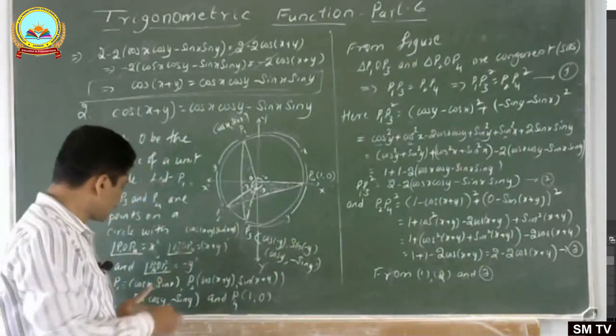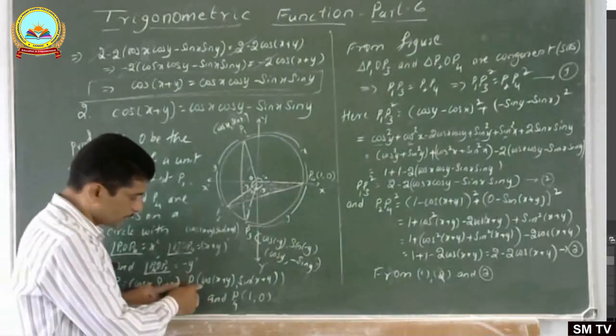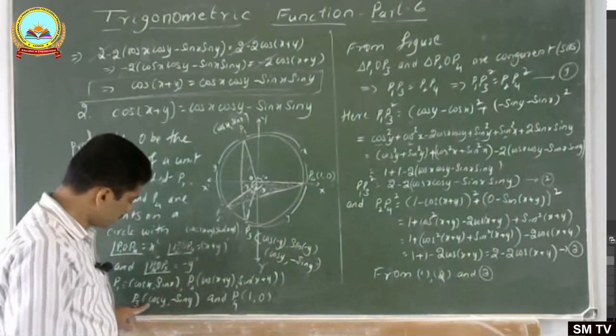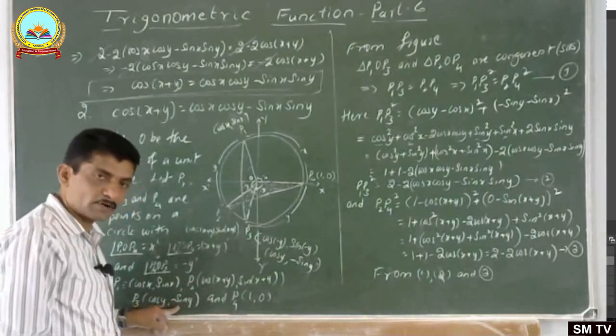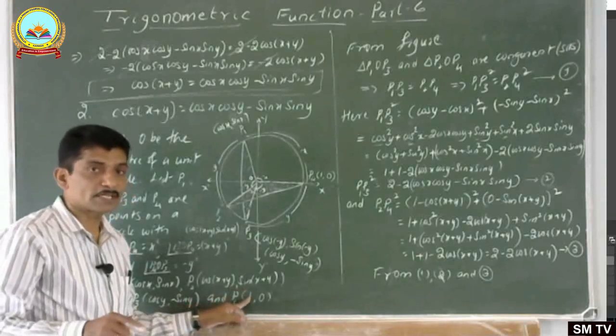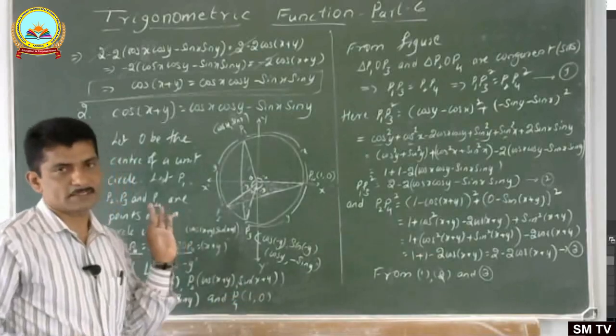These are therefore the coordinates of P1: cos x, sin x. The coordinates of P2 are cos of x plus y, sin of x plus y. The coordinates of P3 are cos y, minus sin y. And the coordinates of P4 are cos of 0 degrees, sin of 0. Cos 0 means 1, sin 0 means 0.